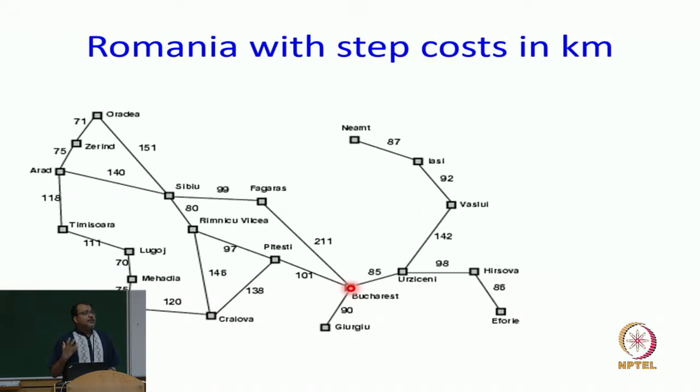So, what will be my state? The state would be the current city, right. What would be my actions? Drive from city 1 to city 2, right. What will be my goal test? I am in Bucharest. Okay.